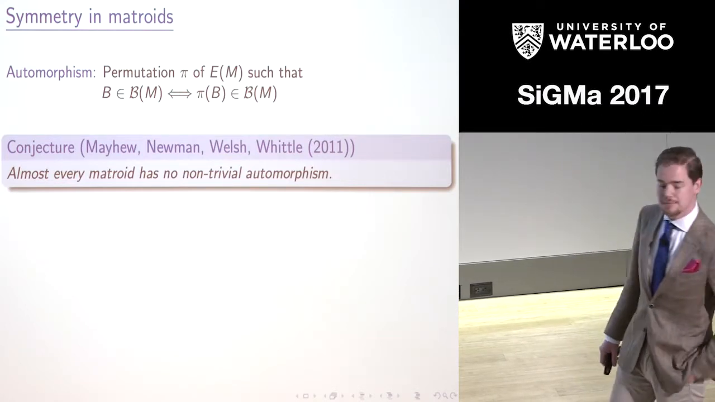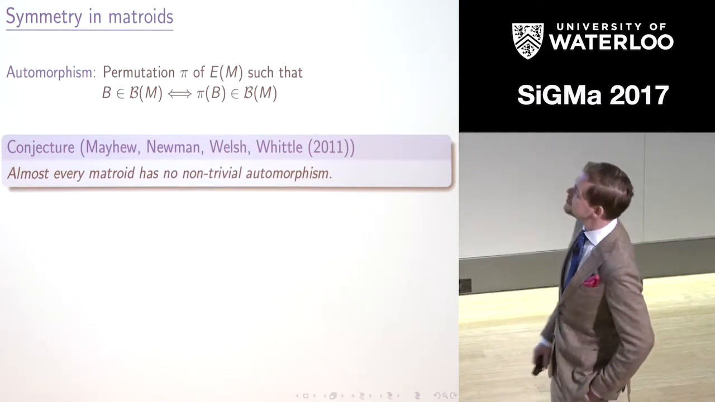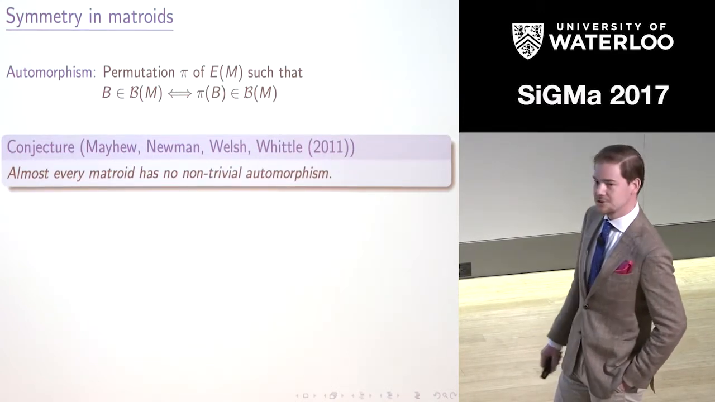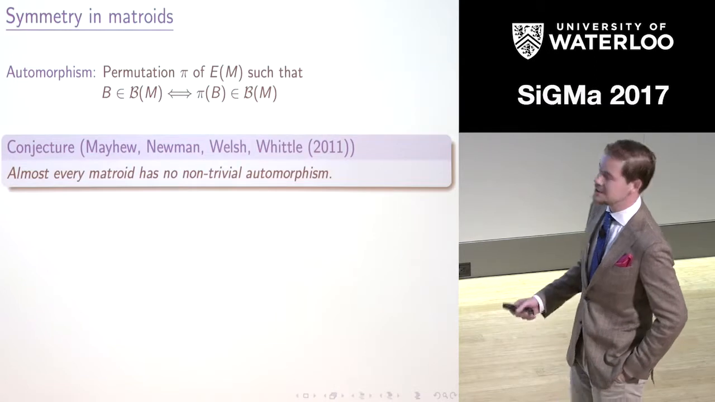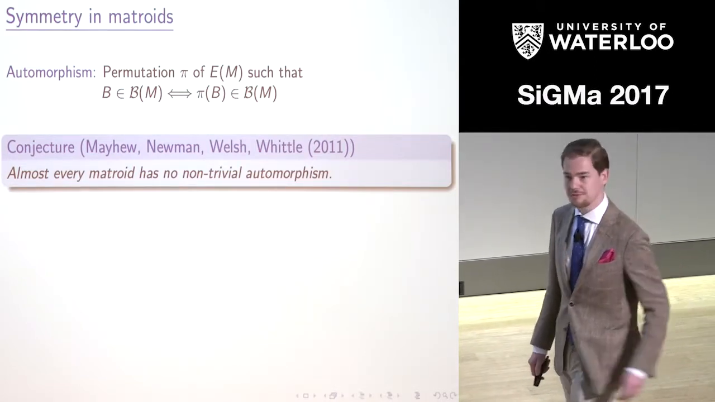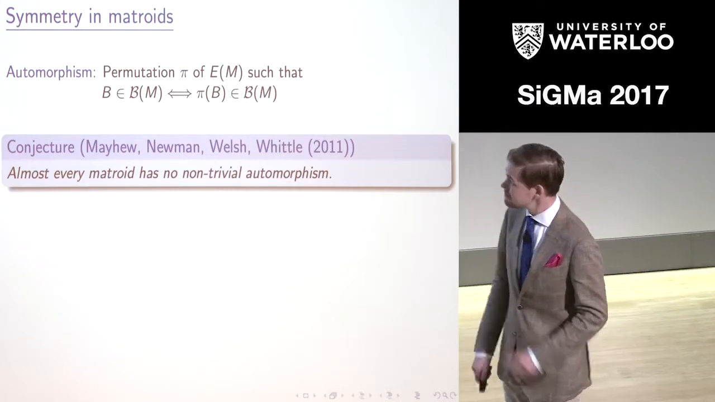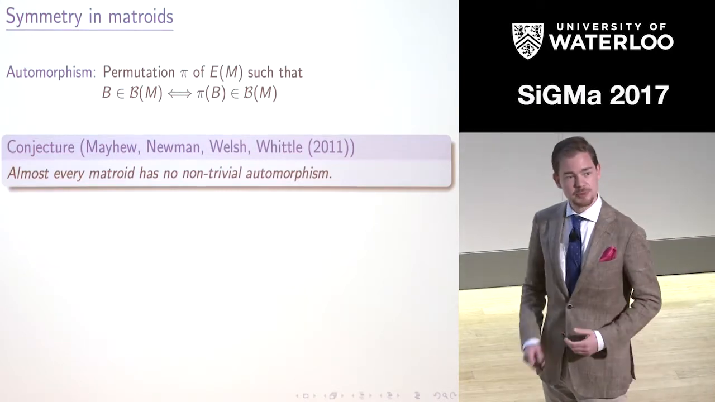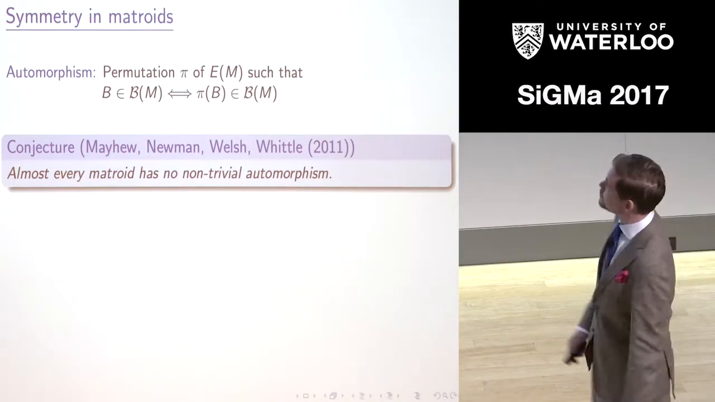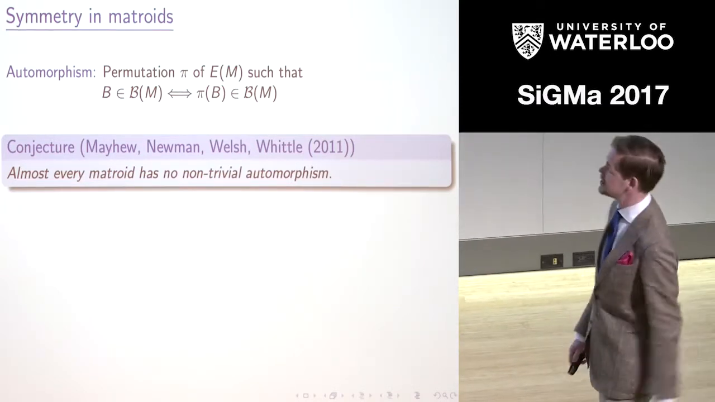So this is from the same paper that Rudi mentioned, the Mayhew, Newman, Welsh, and Whittle paper. And one of the conjectures there is that almost every matroid has no non-trivial automorphism. So almost every matroid is symmetric. And using our techniques, we can get pretty close to that. So we're not quite there yet, but we get pretty close in two ways, actually.